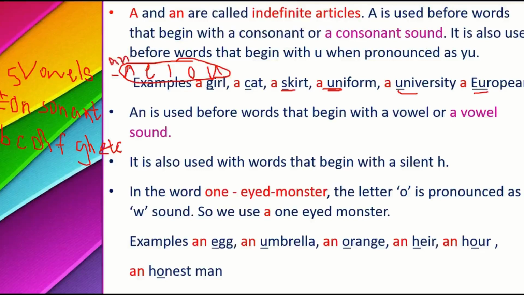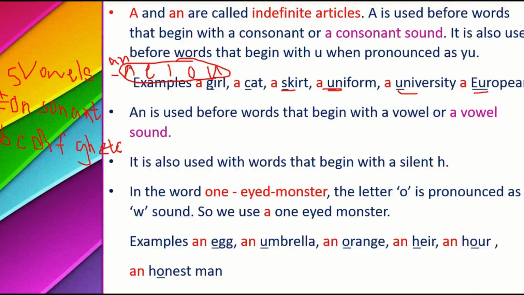An is also used with the words that begin with a silent H. Some words have silent sounds. For example, look at this word: hour. We are not pronouncing it as hour with an H; it is hour. H is silent. The first sound is a vowel sound. That's why we have used an over here.